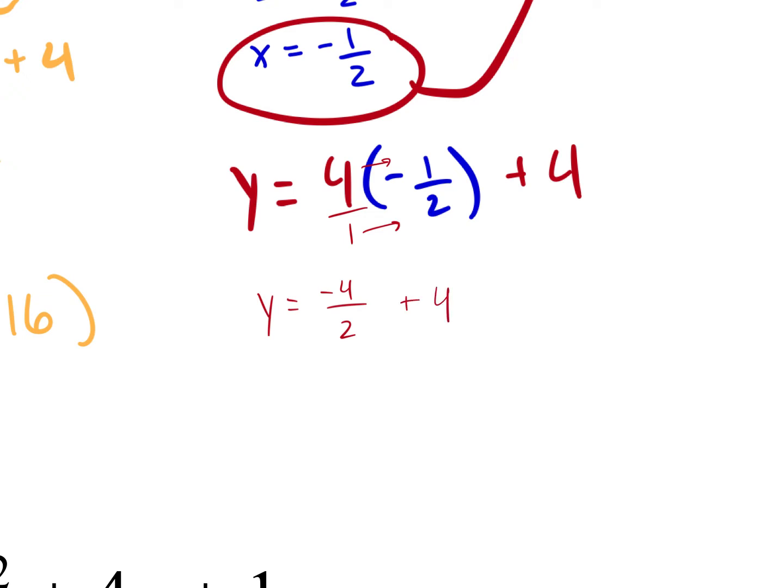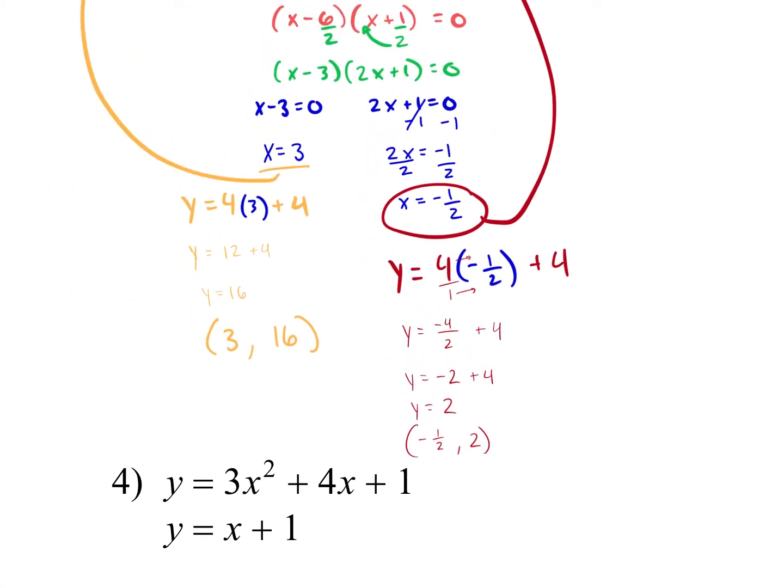Can I simplify negative 4 over 2? What does it simplify to? Negative 2. And negative 2 plus 4? Just 2. So how would I write my answer here? Perfect. Negative 1/2 comma 2. Always your x and then your y.